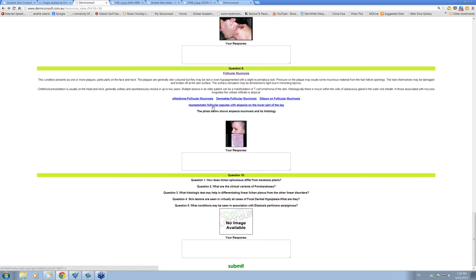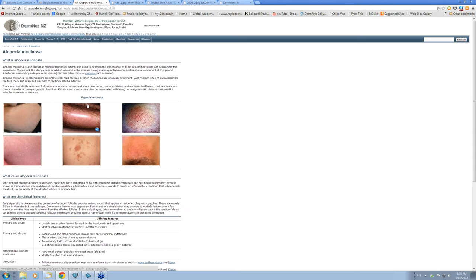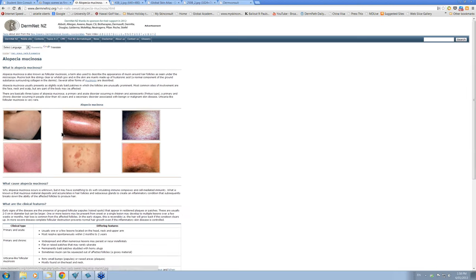Then there's one here in the archives: asymptomatic follicular papules with alopecia in the lower part of the leg. Well, that'll be alopecia mucinosa. I think this is the DermNet reference here. If you want to have a look at it, you can see that variant in the legs, with loss of hair, a bald area in the lower part of the legs, where it's not alopecia areata, it's follicular mucinosis.